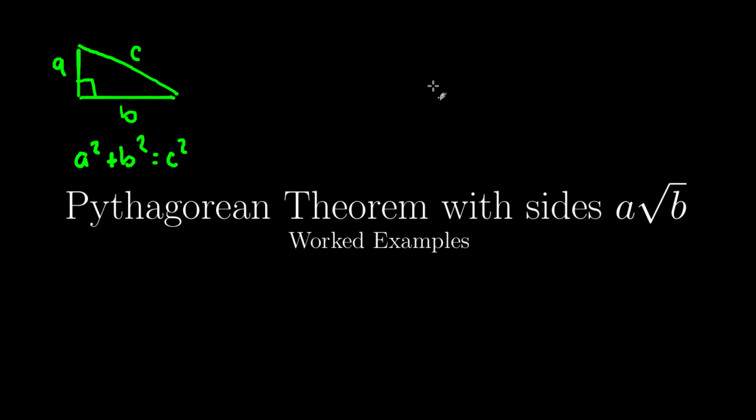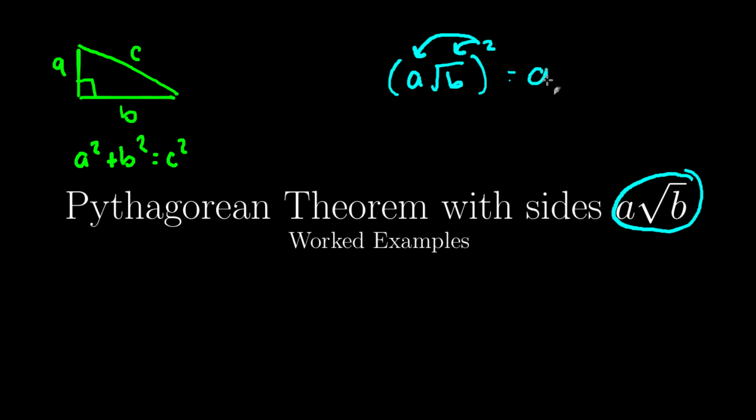Another reminder, if I have something of the form a root b, and I'm trying to square it, for instance, putting it into Pythagorean theorem, what will end up happening is I'll square both of these terms. When I square a, I'll get whatever a squared is, which is a times a. But when I square the square root of b, I will just get b. The square and the square root pretty much cancel out.